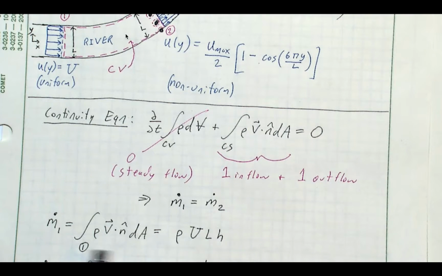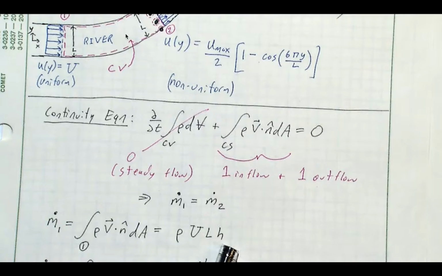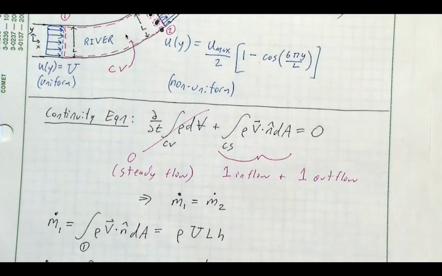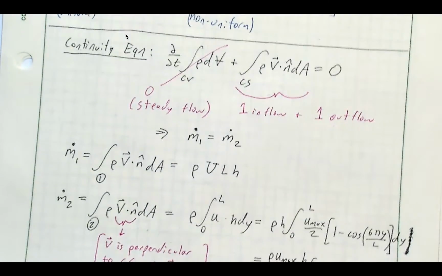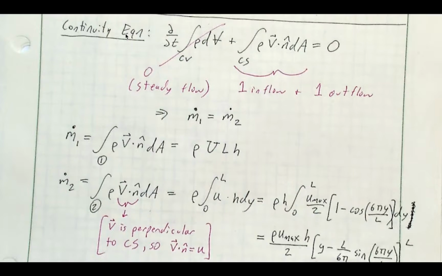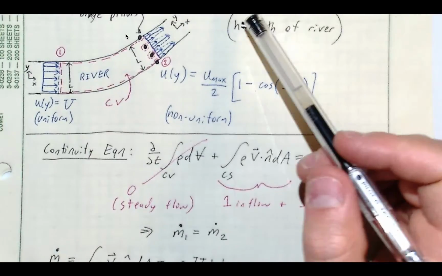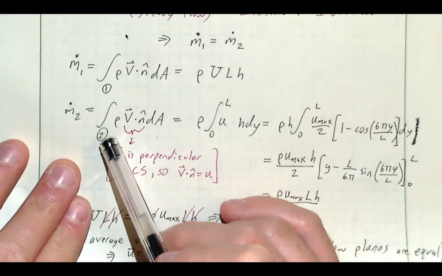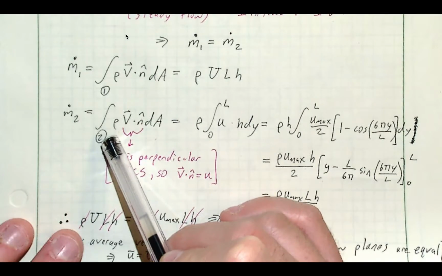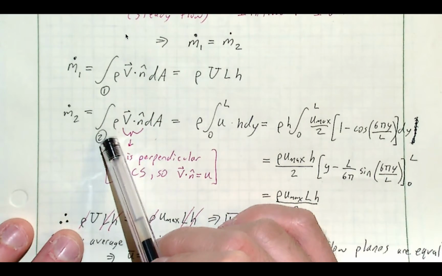Okay, so that's a pretty easy one. This is just rho V A, or rho big U times the area, which is L times h, right? That's what you get for the mass flow rate for incompressible and uniform velocity profile. Okay, so the mass flow rate at the second section, though, is going to be a little bit trickier, right? It's still defined in this way, where we're integrating over the second segment of our control surface.